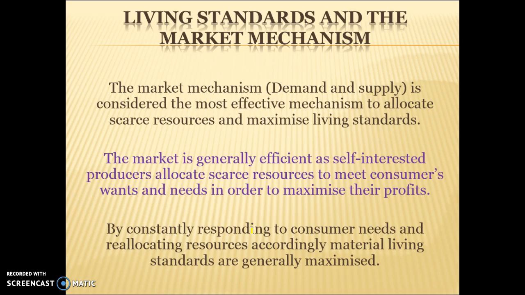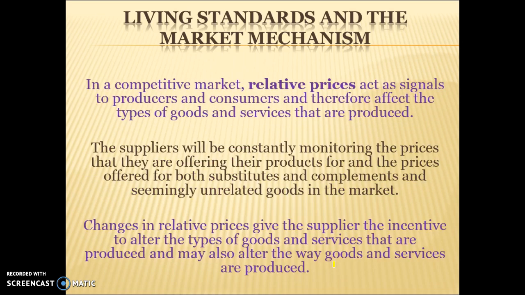Using demand and supply is considered the most effective way to maximise a country's living standards. It's generally efficient because self-interested producers will allocate their resources to what society wants because that will maximise their profits. So it helps to maximise society's wants and needs because they'll produce what's in the best interest of consumers. They respond to consumers' needs and therefore resources are allocated to maximise material living standards. So a couple of things about them.